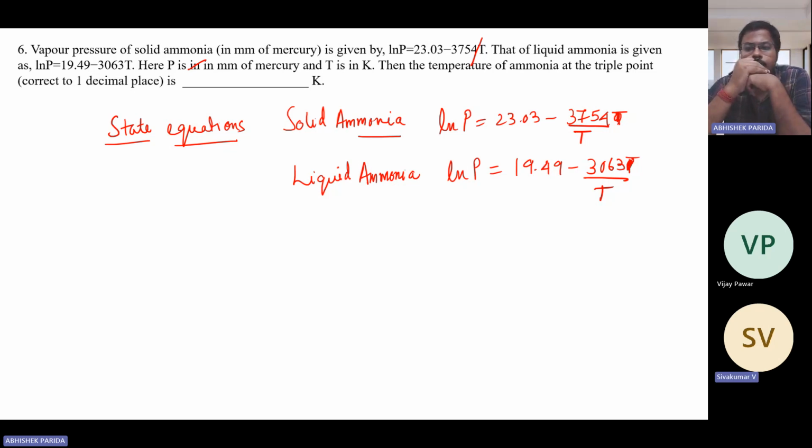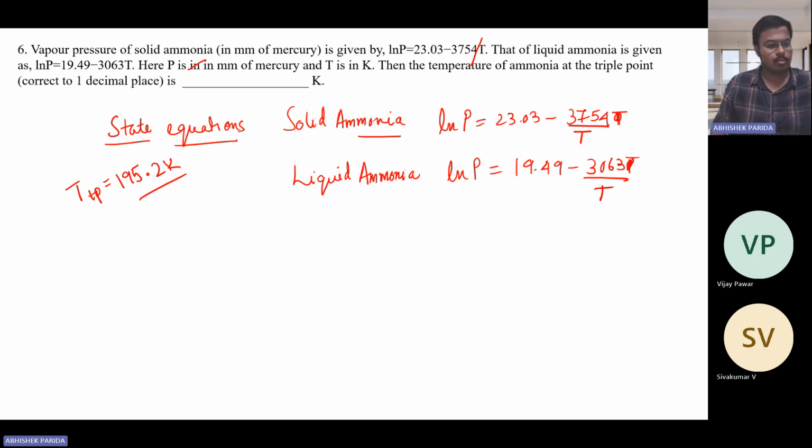By that time, I am getting 195.2 Kelvin, sir. 195. Okay, so you are getting T triple point is 195.2 Kelvin. Yes, sir. Let's see.